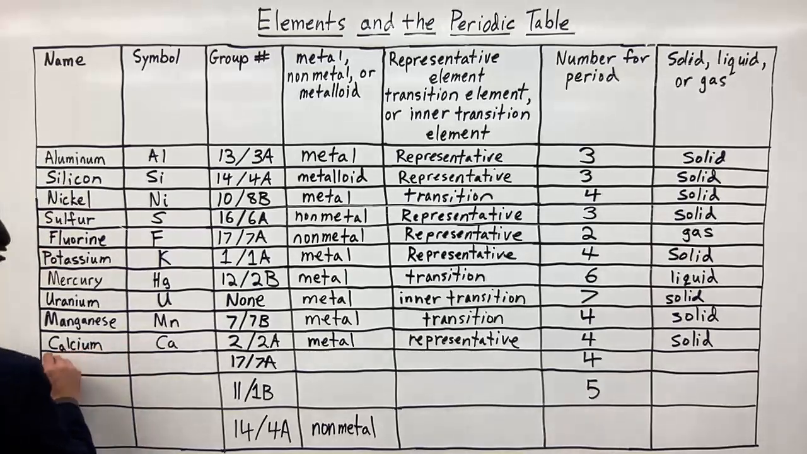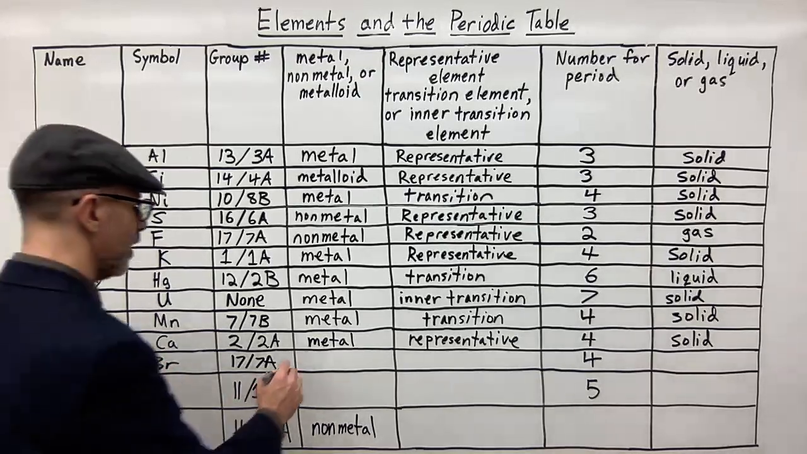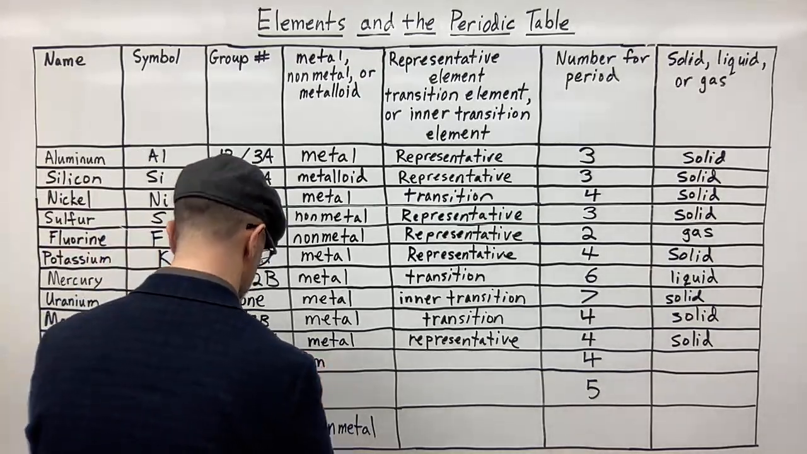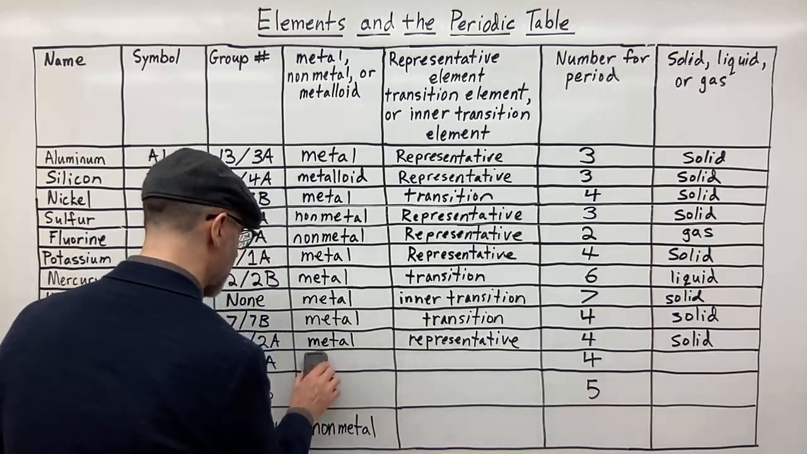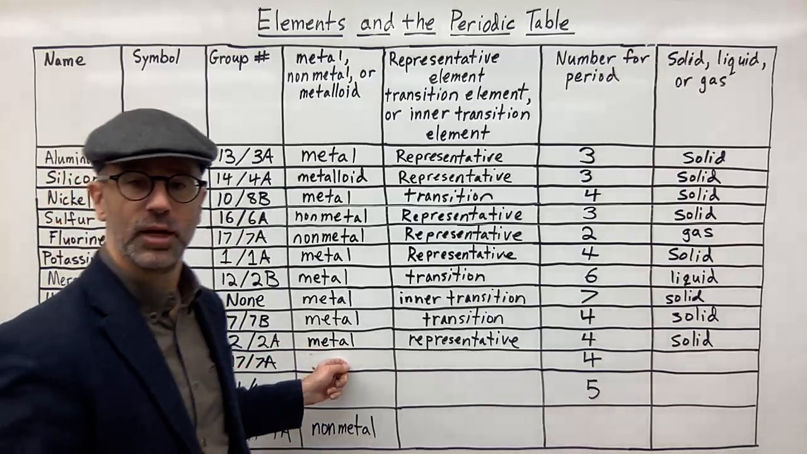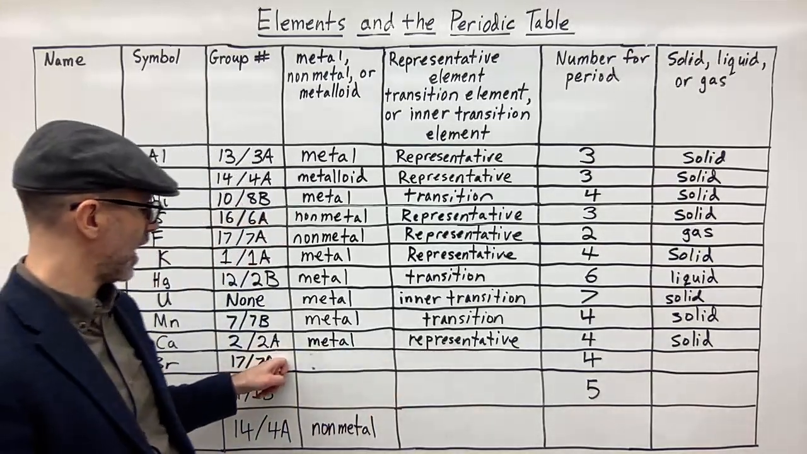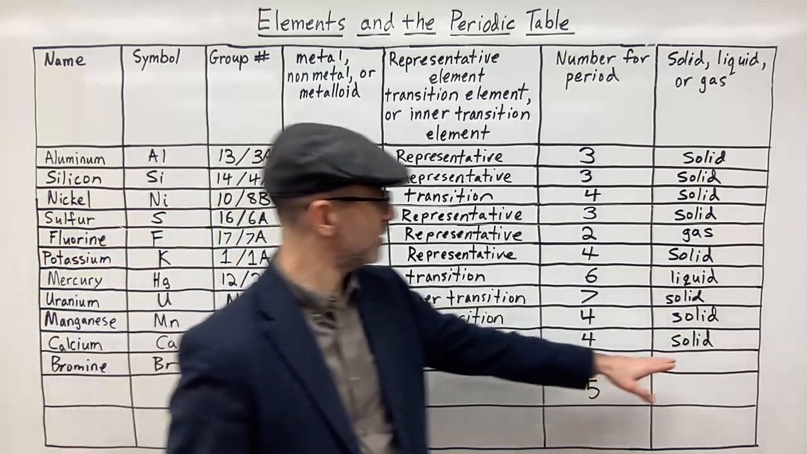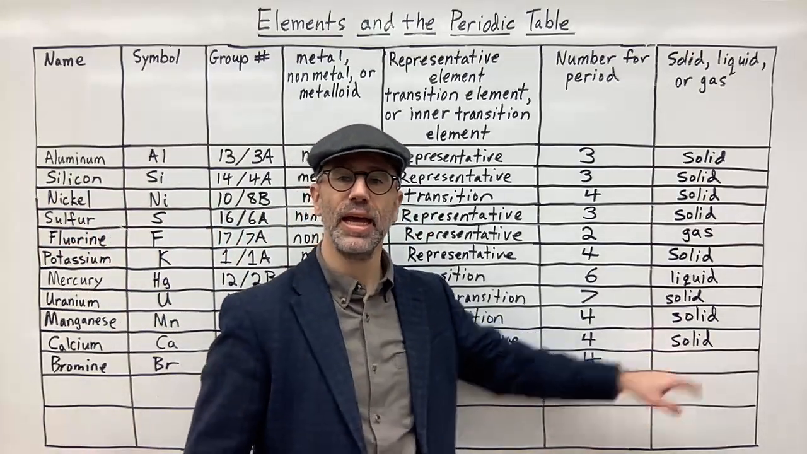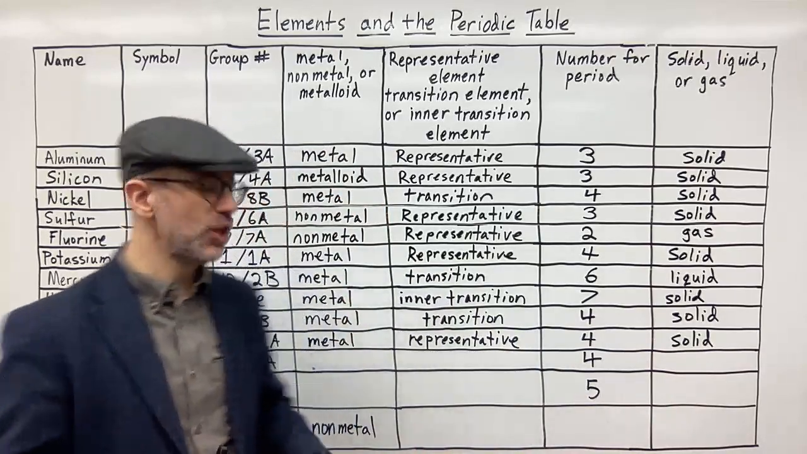So that's going to be bromine, Br, a non-metal, and it's a representative element because it's got an A, and it's going to be, in this case, a liquid for bromine. So that's it for this video.